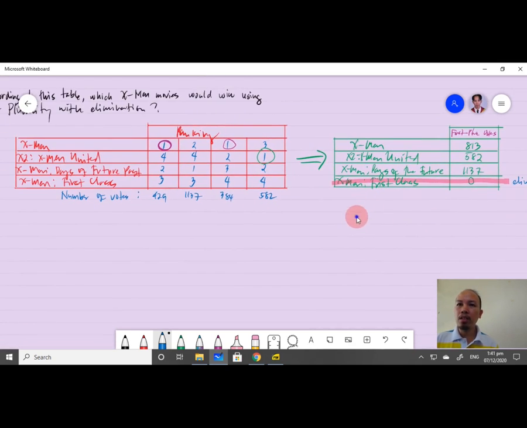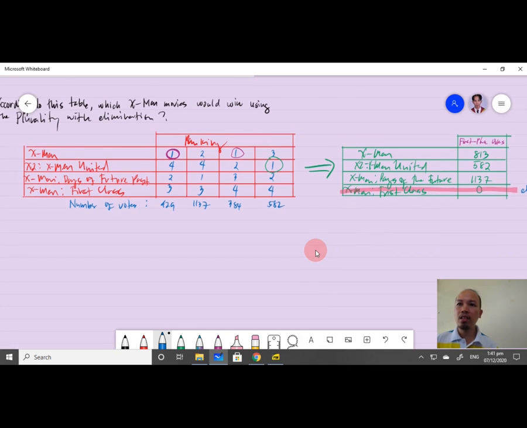So next we have to re-rank. Since this one is eliminated, we are going to re-rank the table. 1 will be fixed, 2 becomes 1, 3 becomes 2, and 4 becomes 3. It will move up everything. So here we have, let's try this color, X-Men.